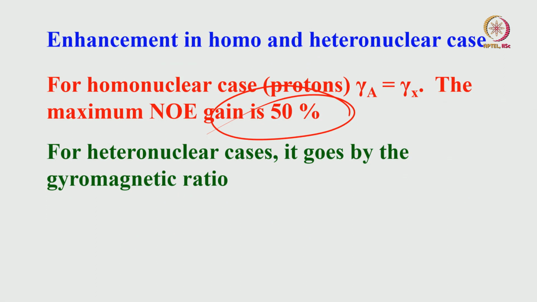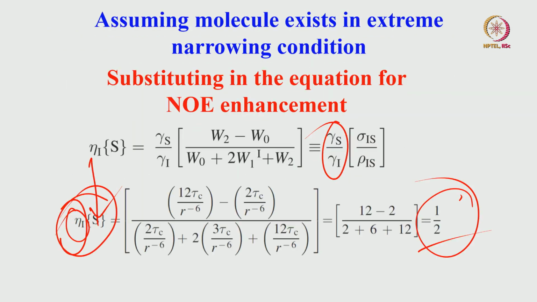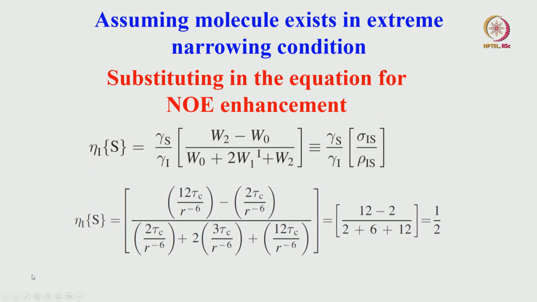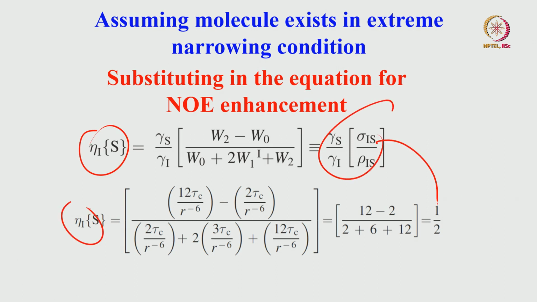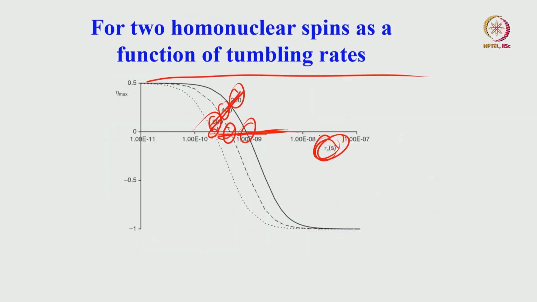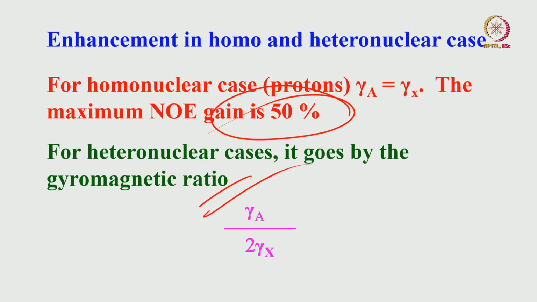What happens in the case of heteronuclear spins? It goes by the ratio of the gamma, because in the heteronuclear case gamma is not the same. So the gamma ratio comes into the picture. See, this is what the factor eta S is equal to. Remember this; I showed this in the last two classes also. So if this is equal to this, now this is equal to half. In the homonuclear case this is identical, gamma S is equal to gamma I, so the maximum is half. But in the heteronuclear case we have to take this into account. Ratios of the gammas are important, and this is what happens. So for the heteronuclear case it goes by the ratio of the gammas.